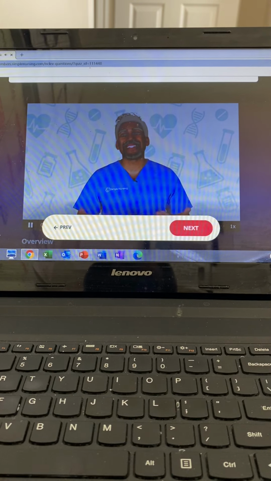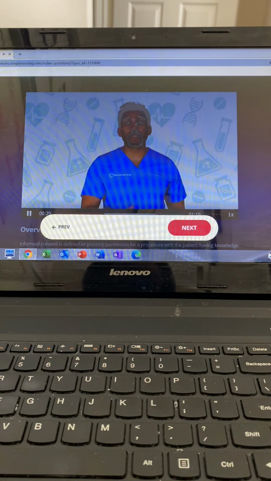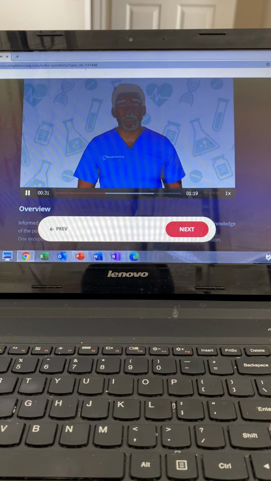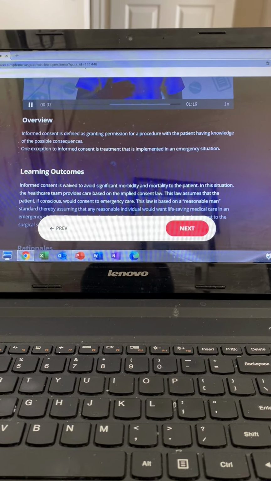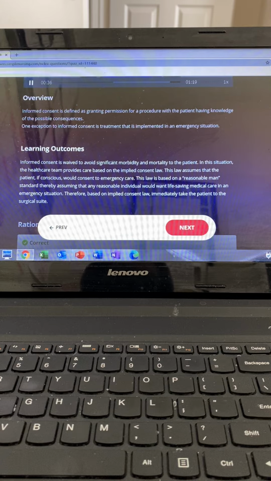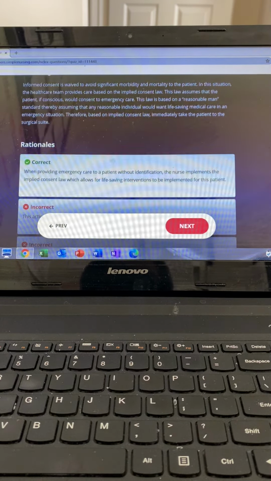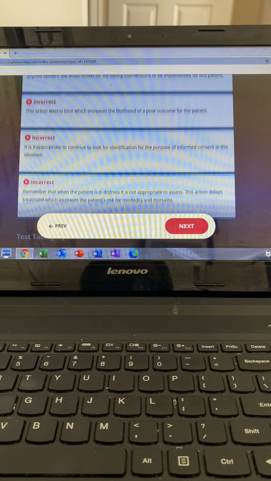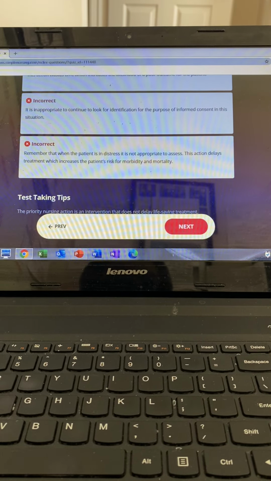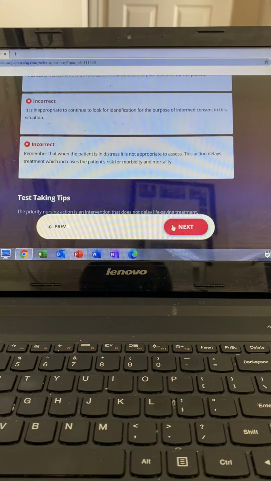So our solution here are what actions to avoid the worst potential outcome for this patient. How do we keep this patient safe? So option number 1 is our correct option here. Implied consent law, this allows for life-saving interventions. Now option 2 is incorrect because guys, we're delaying care by calling law enforcement, searching for family. It does nothing to preserve life right now.